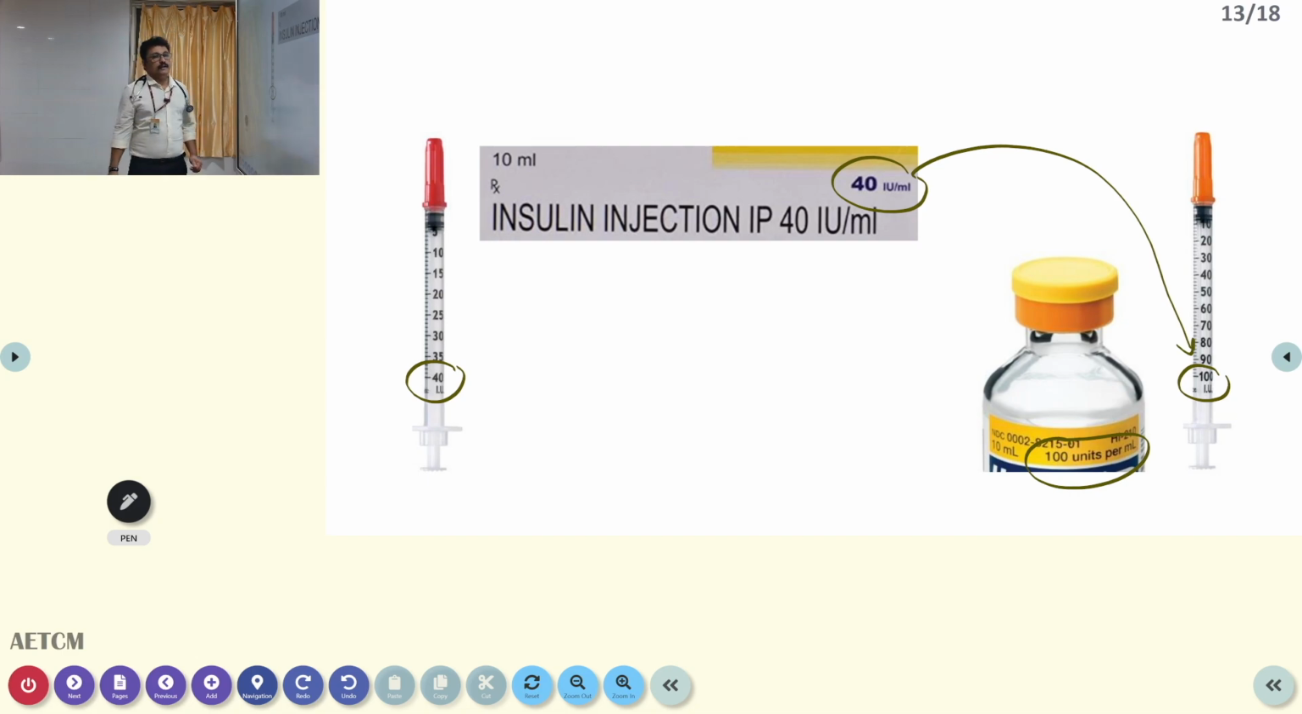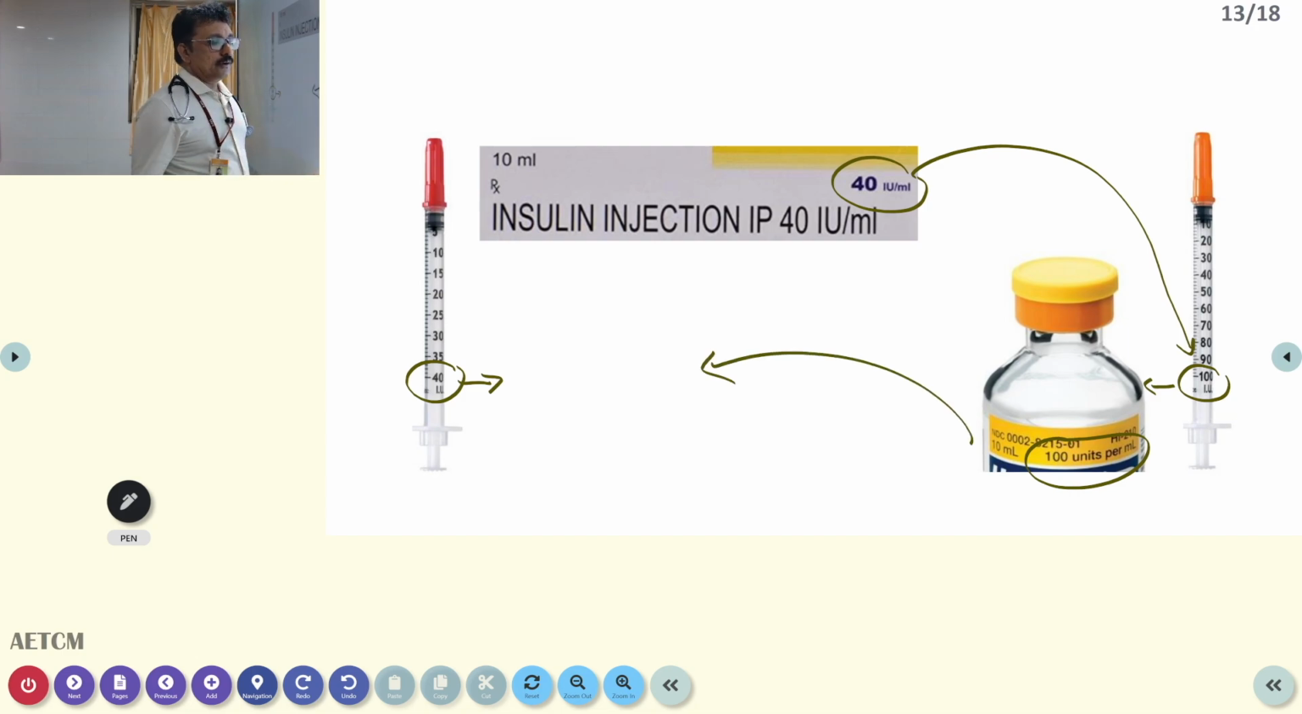A doctor has to take care of this, and the patient also should remember this important fact: most of the insulins available in India are 40 IU per ml, but most of the insulins available in foreign countries are 100 IU per ml. And nowadays in India also, we are getting this type of insulin, so confusion can occur. So you have to remember that.